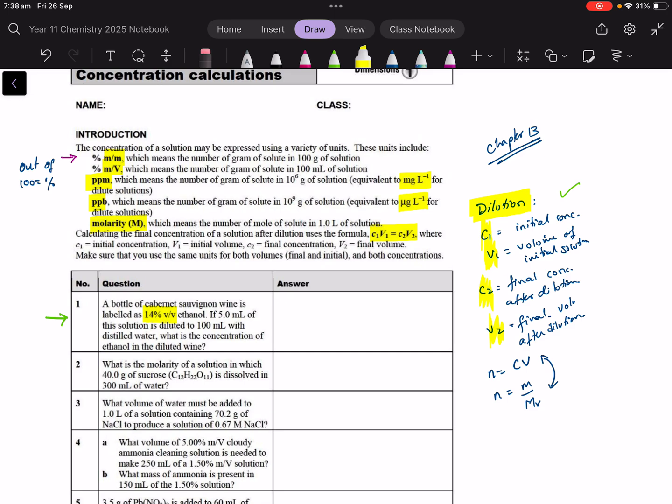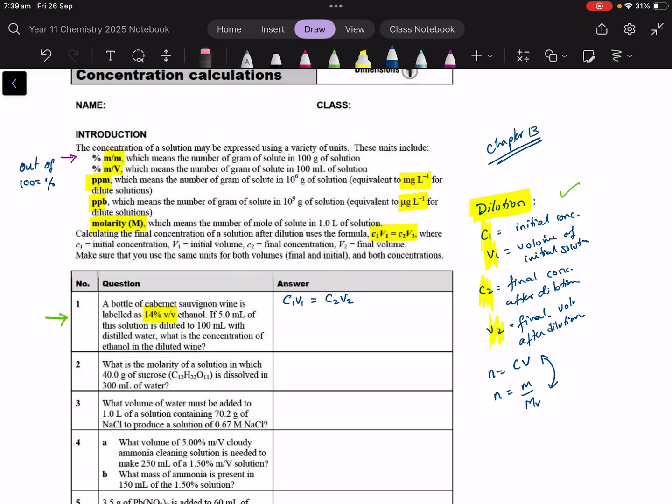with water, what would be the concentration of the diluted solution with ethanol? So what we're going to do is use C1V1 is equal to C2V2. C1V1 is equal to C2V2, meaning concentration of the original solution and the volume that you take of it, should be equal to the concentration of the new solution. Obviously the concentration will drop if you're diluting it, multiplied by the volume of the diluted solution.